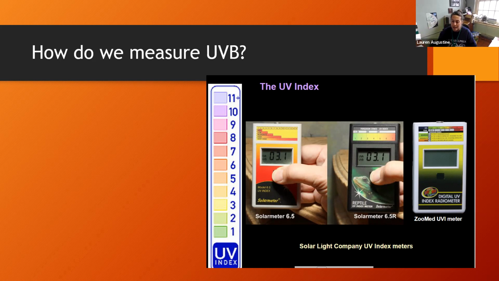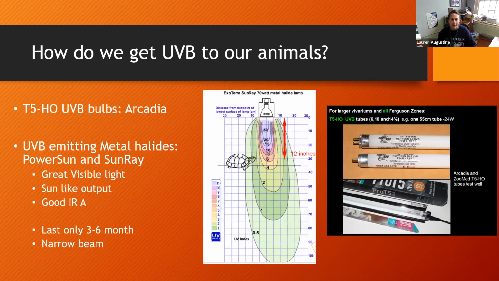You can get them calibrated annually, and they are not too expensive. I would say they're like $150, maybe $200 for the top model. But I think in terms of being able to evaluate what we want to give our animals, this is one of the best sources. And then how do we get UVB to our animals?